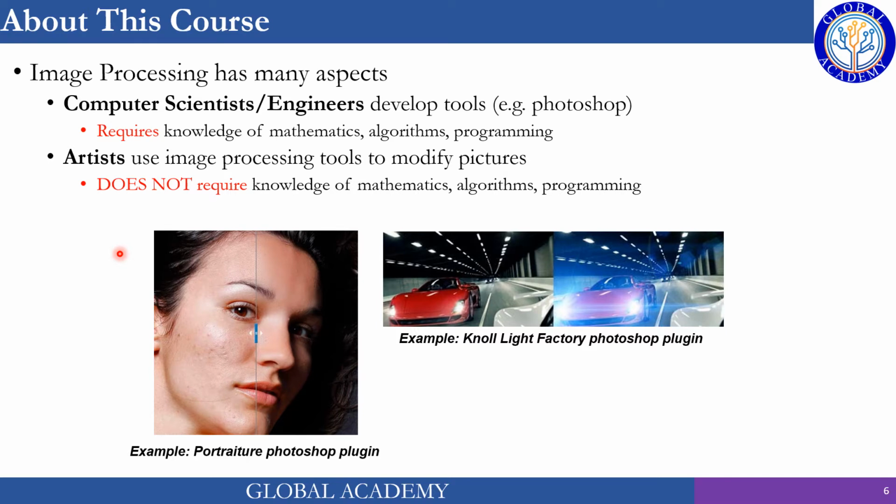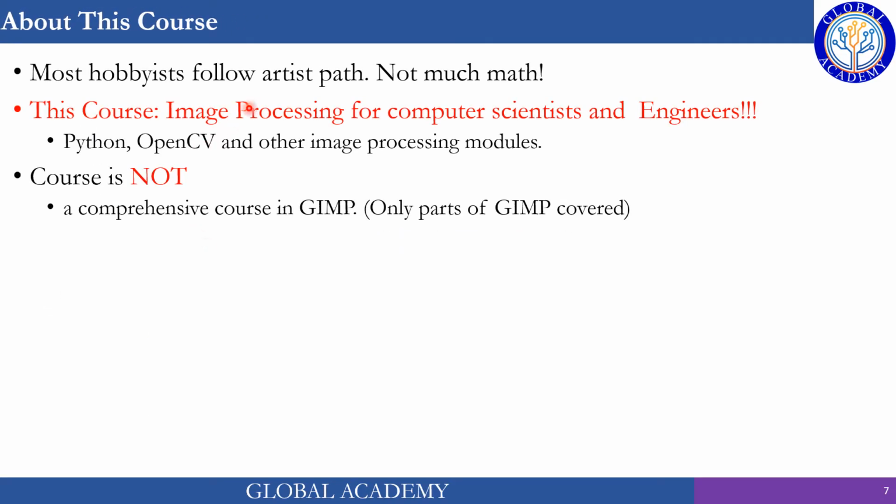Computer scientists are supposed to develop software like Photoshop, GIMP, or Inkscape. That's why they require knowledge of mathematics, algorithms, and programming. Whereas artists use image processing tools to modify pictures, so they don't require knowledge of mathematics, algorithms, or programming. They just need to learn about these tools and definitely have a good aesthetic sense. Most hobbyists follow the artistic path, which does not require much math.